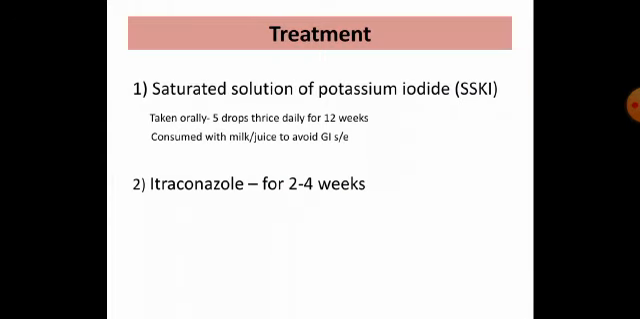The treatment for sporotrichosis, we use what is called a saturated solution of potassium iodide. It is in the liquid form which has to be taken orally 5 drops 3 times in a day for 12 weeks, and it has to be consumed with milk or juice to avoid any kind of gastrointestinal side effects. The other drug that we give them is the itraconazole, which is an antifungal, again for a duration of 2 to 4 weeks.